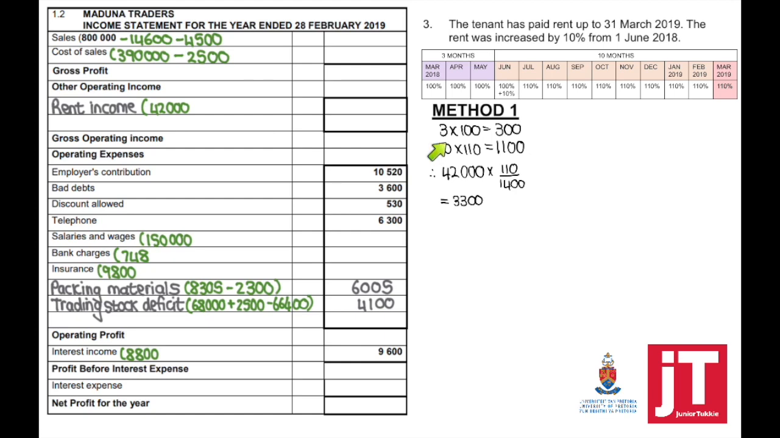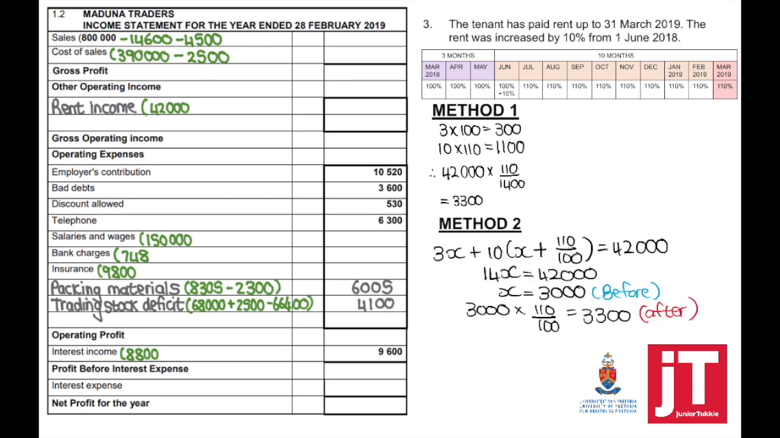Reminder, if you take 3 times 100, it equals 300. For 10 months, it was at 110%, which is 1,100. So 42,000 times 110 divided by 1,400 equals the amount after the increase.